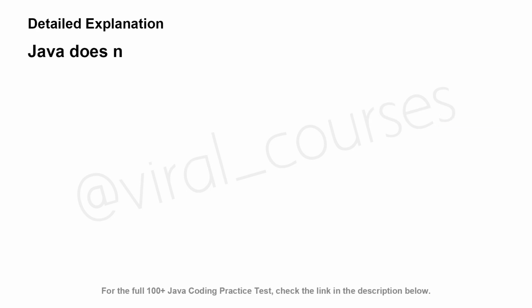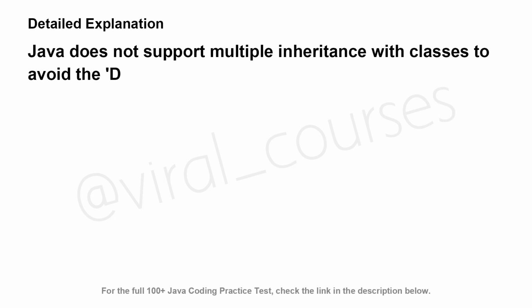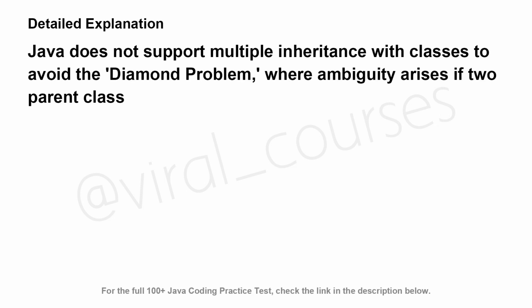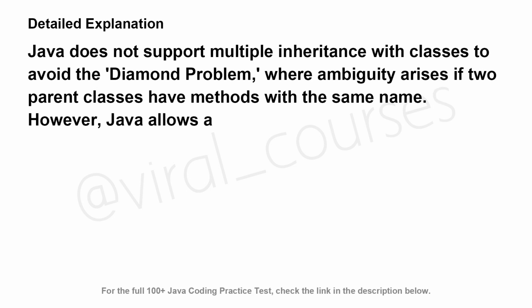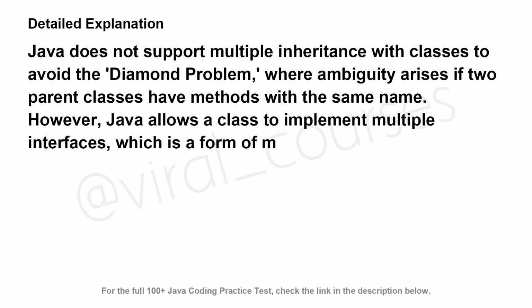Java does not support multiple inheritance with classes to avoid the diamond problem, where ambiguity arises if two parent classes have methods with the same name. However, Java allows a class to implement multiple interfaces, which is a form of multiple inheritance of type.